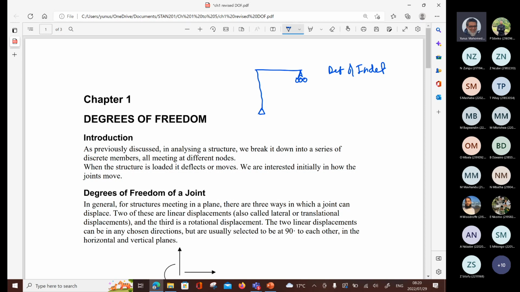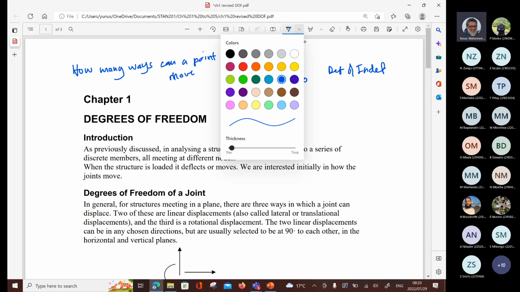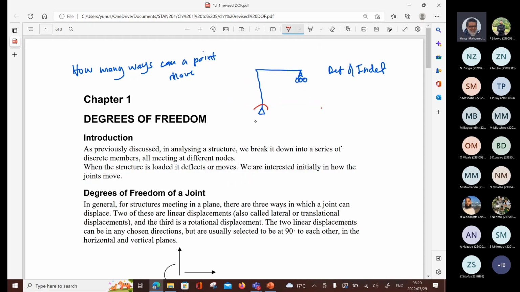Now we're introducing a new thing to you, the degrees of freedom. In other words, how many ways can a point move? Okay, so for example, we want to know at the pin, right? So let's look at the pin. Okay, at the pin here, how many ways can it move? What movement can take place at the pin? All right. So what do we know about the pin?